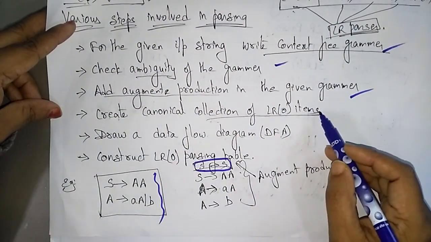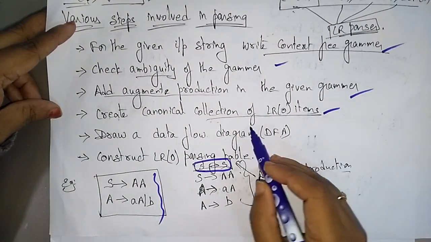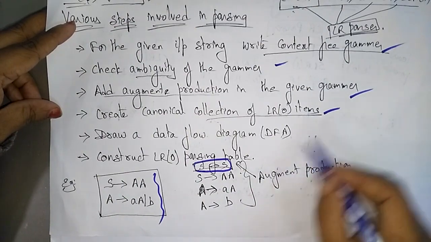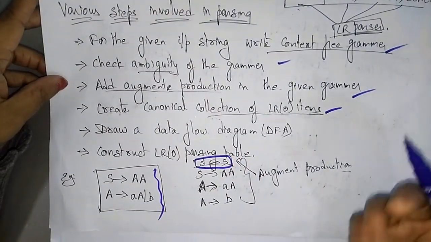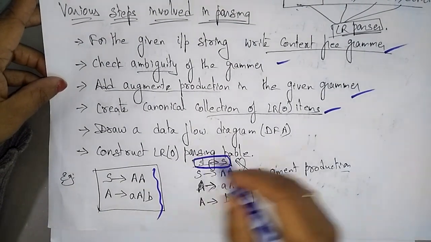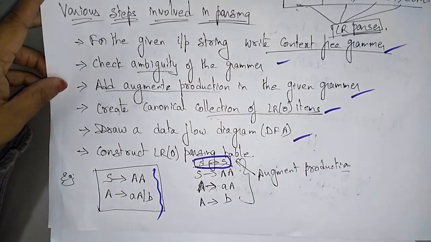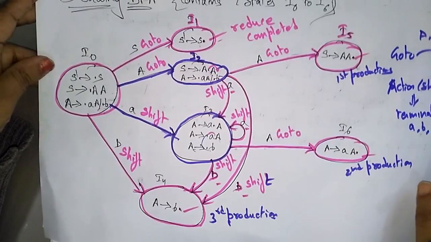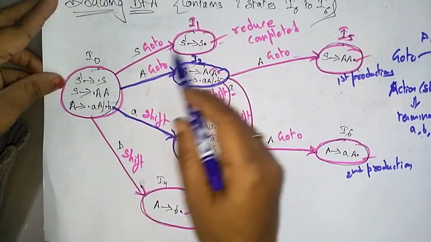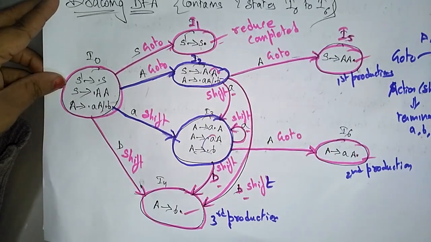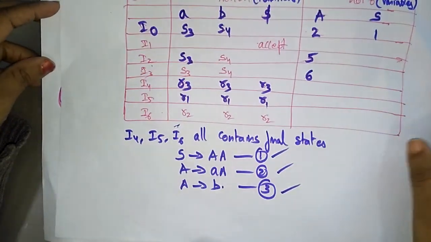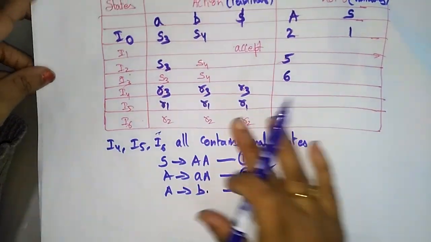And after that we have to create the canonical collection of LR0 items, that is, we place the dot symbol and find all the LR0 items, and we draw the DFA diagram also. Okay, and these are all the LR0 items. We constructed the DFA diagram. By seeing this diagram, the next step is the parser table was constructed.